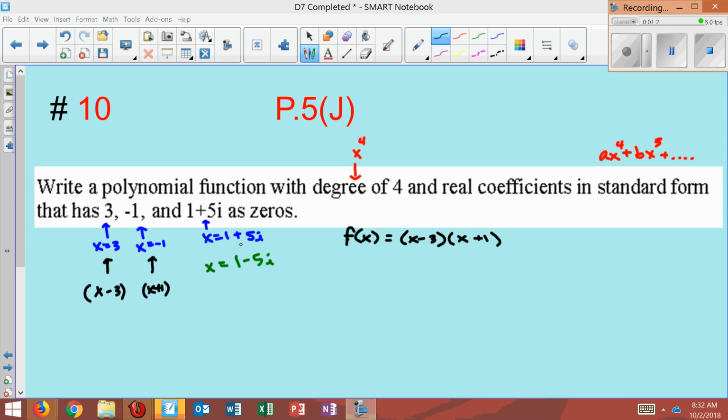When we put this in parentheses, the signs would switch. So we'd have x minus 1. Let me write it over here. This would be x minus 1 minus 5i in parentheses. And then this one right here would be x, again, minus 1, this time plus 5i in parentheses, like that.